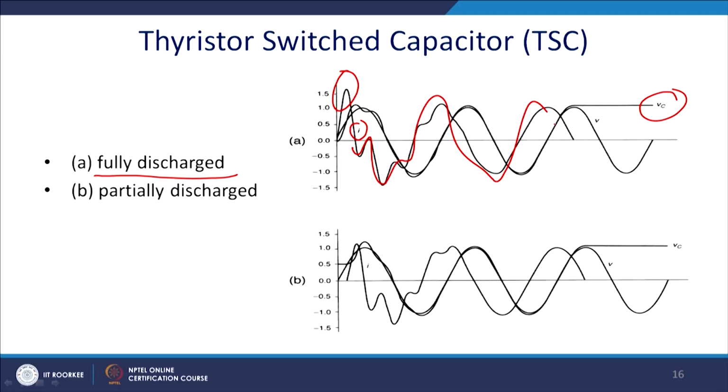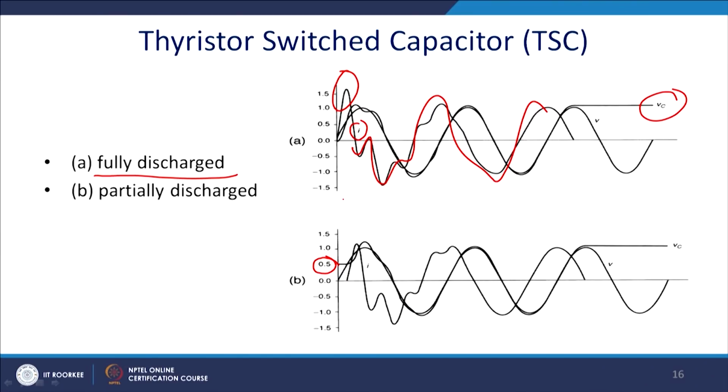Similarly, assuming that it is partially discharged and this voltage is half of the supply voltage, then also you will have a peaky current, but this peaky current will be a little reduced. It was 1.5 times the rated value, now it will be a little more than 1, that means about 120%, and thus the current will flow like this, thereafter stabilizing.